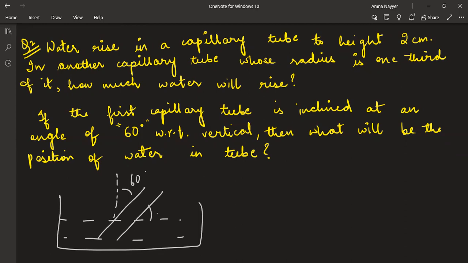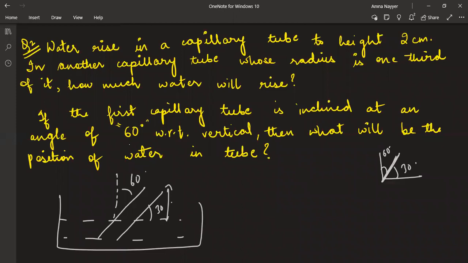We always consider this angle, 30 degree, to find out the height. It's like this is the tube. This angle is 60 degree. We have to find out this. So this will be 30 degree. Do not use 60 here. You will be using 30 degree.